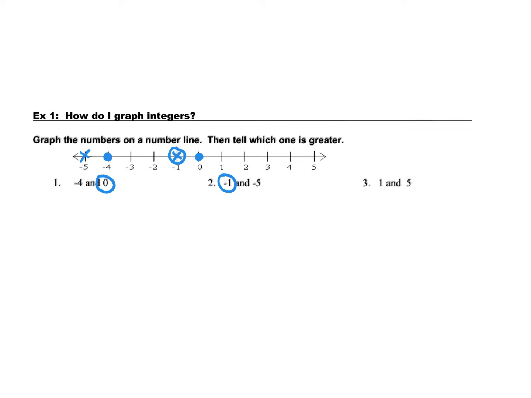And then number 3, we have 1 and 5. So these are on the positive side. So let's maybe put an open circle here. And we have 5. All right, so which one is greater? Well, you'd rather have $5 than $1. So the further right you go on the number line, the greater the number is. So our greater number is going to be number 5.